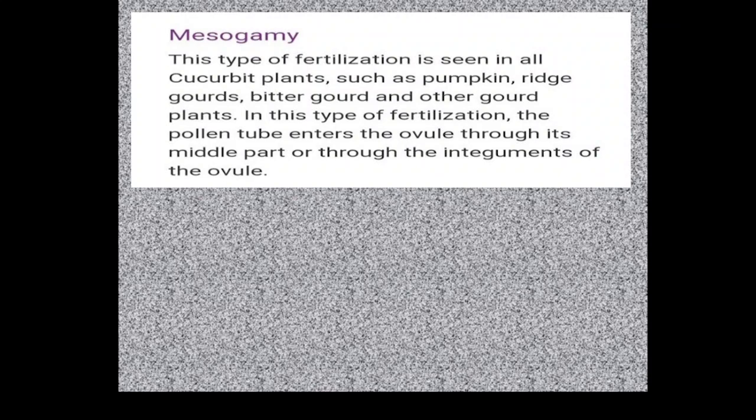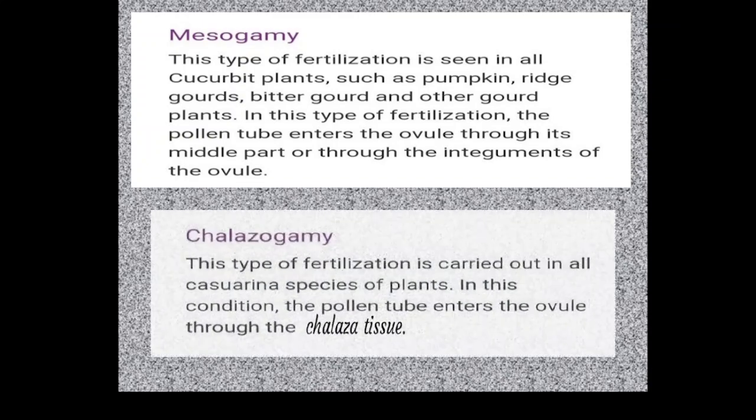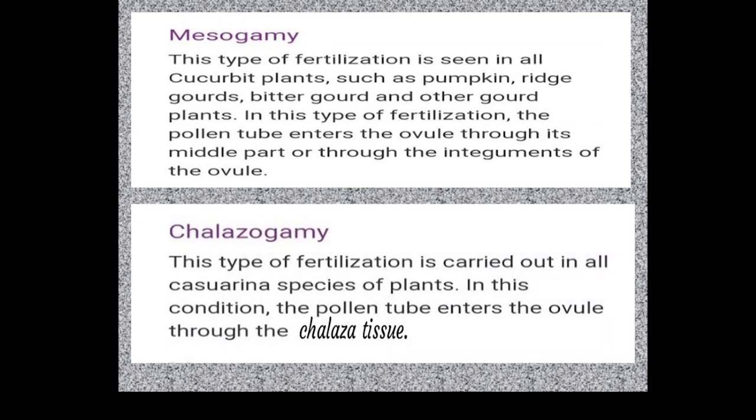Then mesogamy. It is mainly seen in the cucurbit family, such as pumpkin, ridge gourds, bitter gourds, and other gourd plants. In this fertilization, the pollen tube enters the ovule through the middle part, the integuments of the ovule. The next one is chalazogamy. This type of fertilization is seen in Casuarina species, and in this condition, the pollen tube enters the ovule through the chalazal tissue. You can see the picture here.